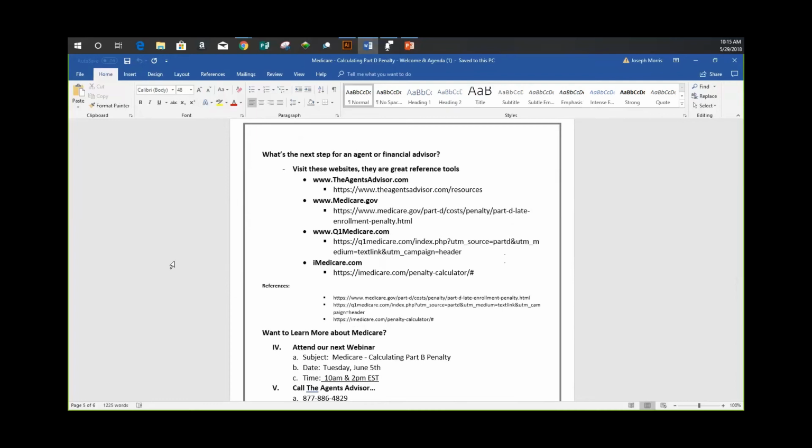If you want to use a true calculator, which I really like using, I like iMedicare.com. They have a penalty calculator that you simply put in the number of months, dates, and it calculates what your premium will be for you.